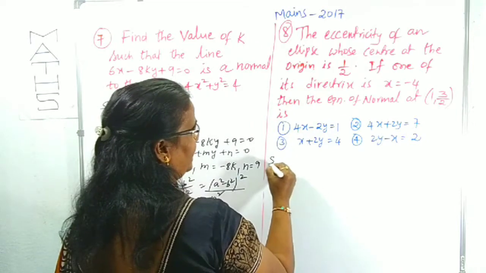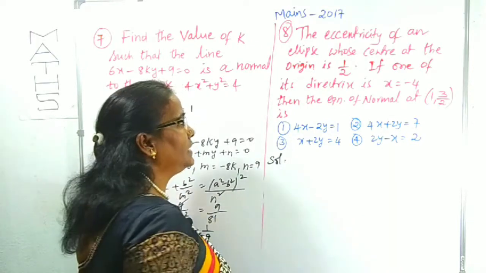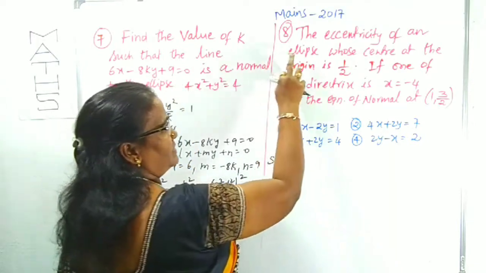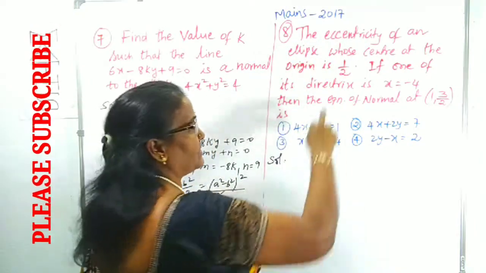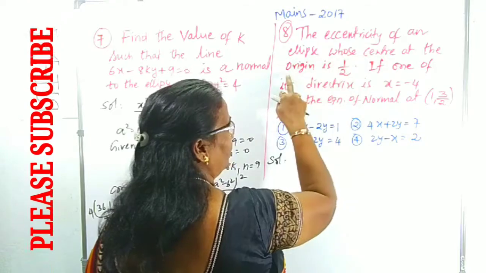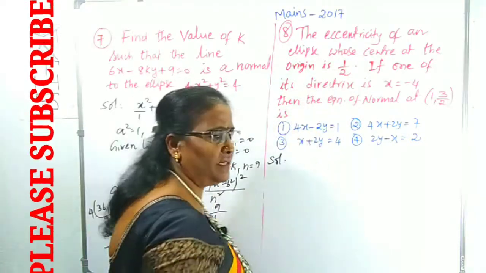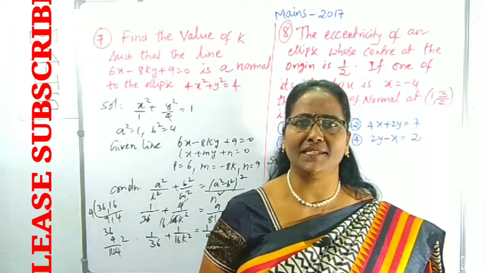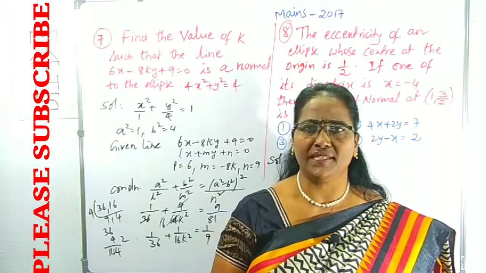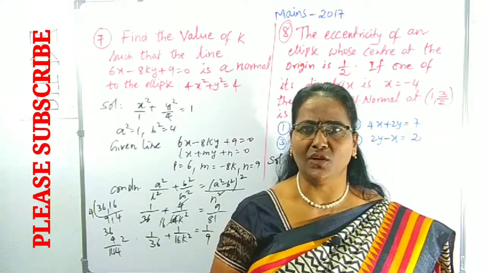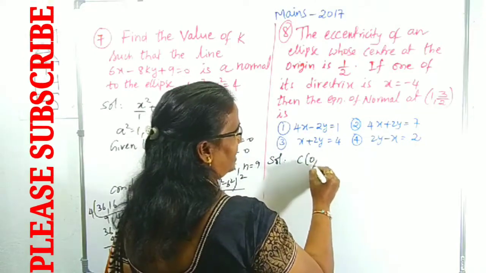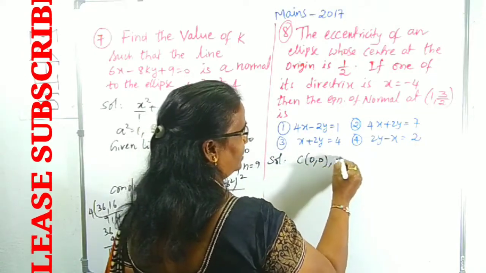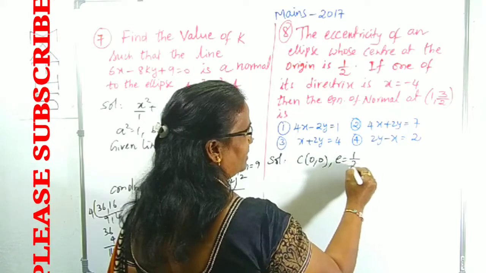That is question number 8. What is the condition here? Question statement: the eccentricity of an ellipse whose center is at the origin is 1 by 2. Means what is given is that the center of the ellipse is (0, 0) and the eccentricity, clearly denoted by e, is 1 by 2, given, right?